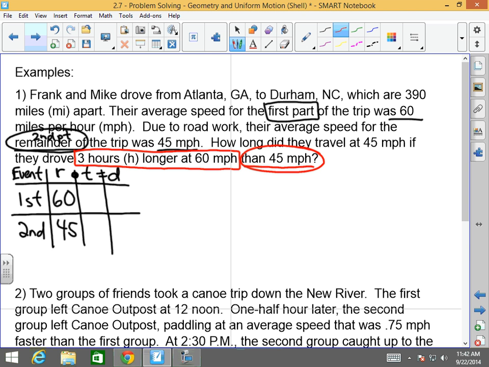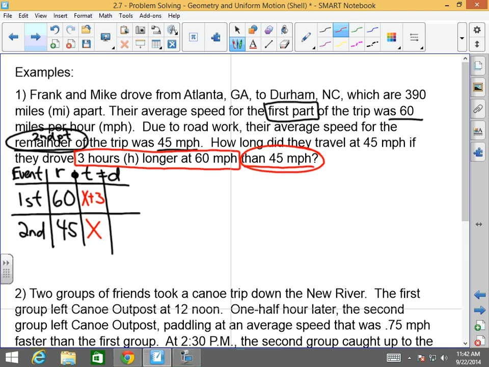So what do we know nothing about? Hopefully you realize that you know nothing about the time that they drove 45 miles per hour. But what do you know about the time of driving 60 miles per hour? It was 3 hours longer at 60 miles per hour than at 45 miles per hour.